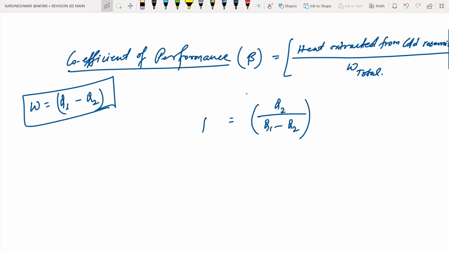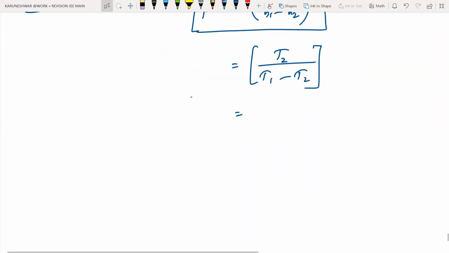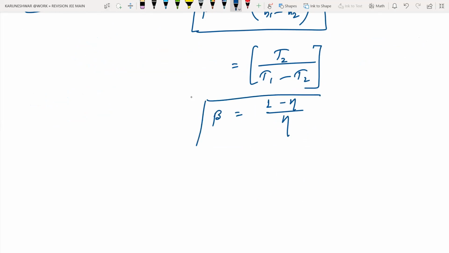So this is called beta here, the coefficient of performance of the refrigerator. If you want to write this in terms of T1 and T2, you can replace Q2 as T2 and Q1 as T1, so it is T2 divided by T1 minus T2. This is one way to write. And in terms of efficiency, you can write it as 1 minus eta by eta. So this is also one way to write the beta value.